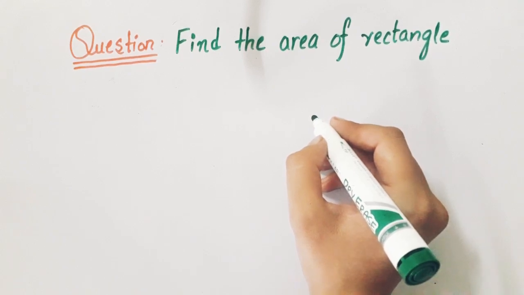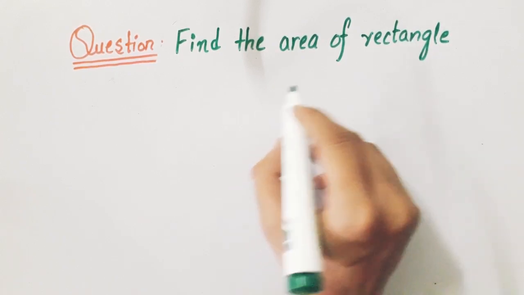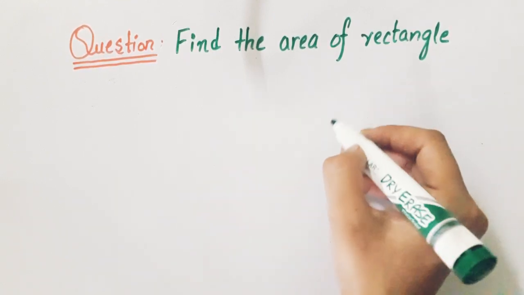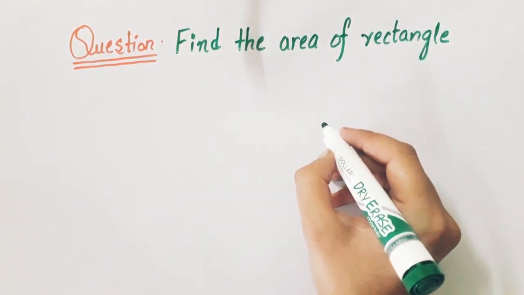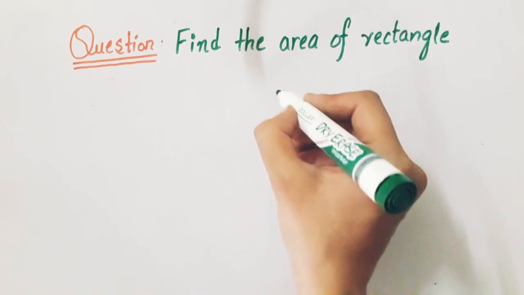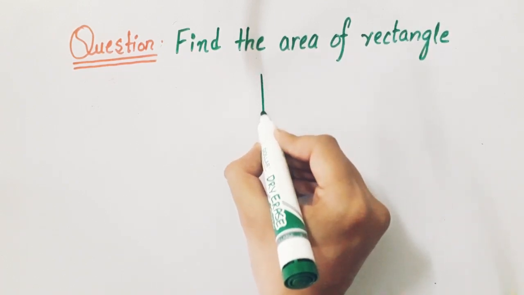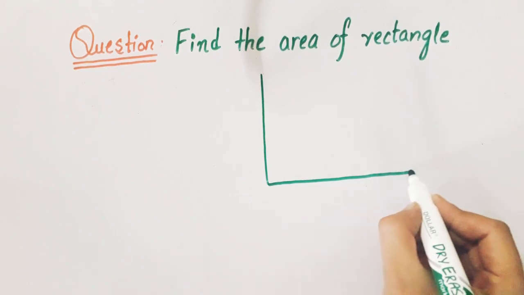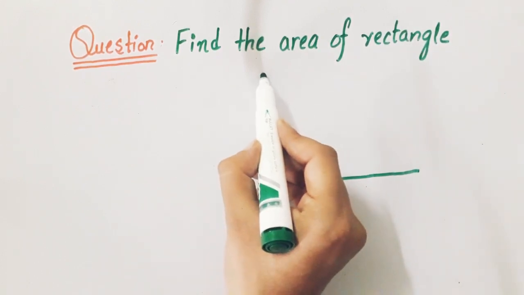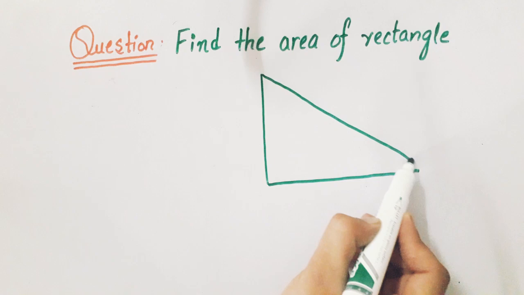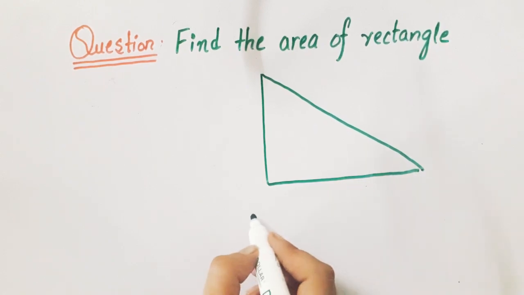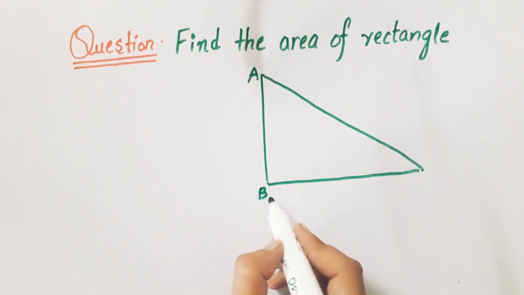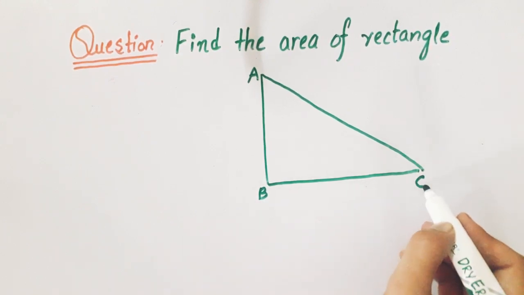Today we are solving the most important Olympiad math problem that is asked in many entrance exams. The question is, find the area of the rectangle. First of all, I will draw a triangle, that is a right angle triangle. This is a right angle triangle. This point is A, this point is B, and this point is C.